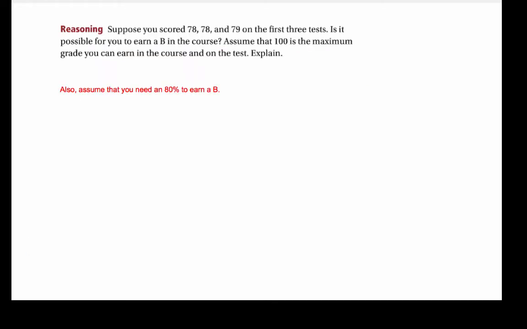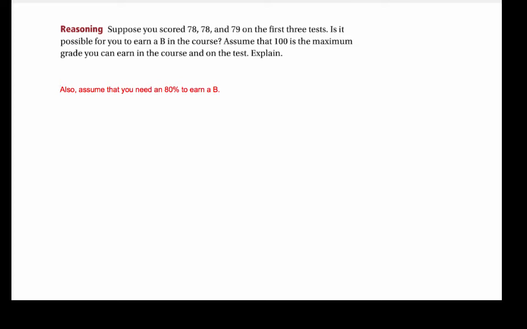So here's an application of some compound inequality here. Suppose you score 78, 78, and 79 on the first 3 tests. Is it possible for you to earn a B in the course? Assume that 100 is the maximum grade you can earn in the course and on the test. Also need to assume that you need an 80% to earn a B. Okay, so we're talking about a traditional setting.